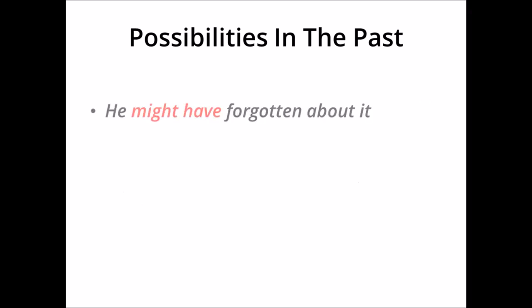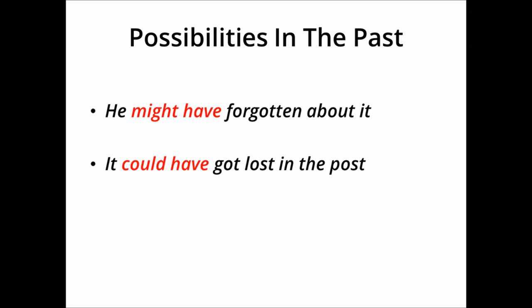past. So you could say, he might have forgotten about it. It could have got lost in the post. They may have left already. In all of these sentences, it means we don't know what happened. This is just a possibility. He might have forgotten about it. I'm not sure, but it's possible.